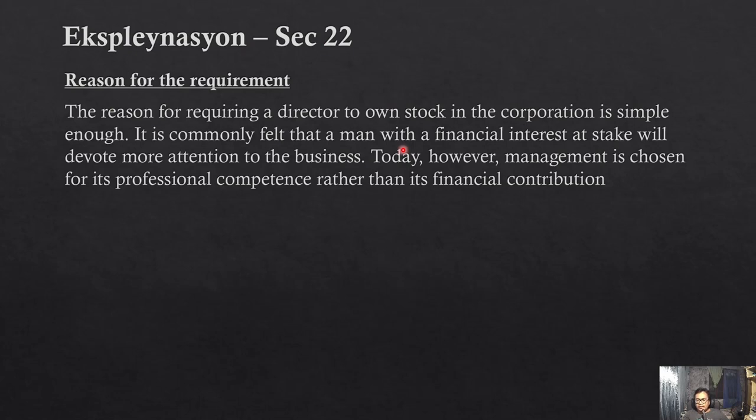Reason for the requirement, kung bakit kailangan yung board of director, may pagmamayari na isang stock: it is commonly felt that the man with the financial interest at stake will devote more attention to the business. Today, however, management is chosen for its professional competence rather than its financial contribution.